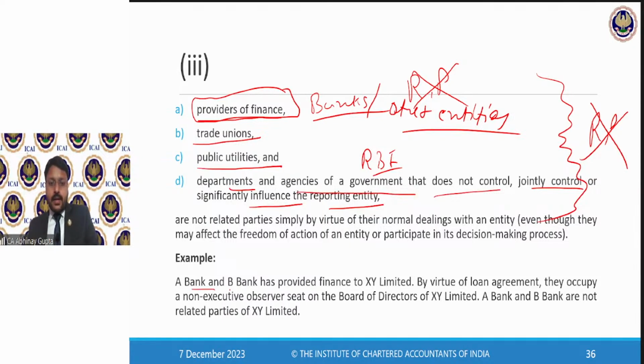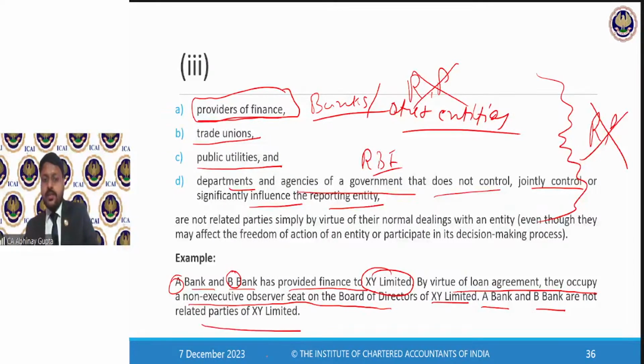Example: A bank and B bank. There are two banks that have provided finance to XY Limited. By virtue of the loan agreement, they occupy the non-executive observer seat on the board of directors of XY Limited. Whether bank A and bank B are related?